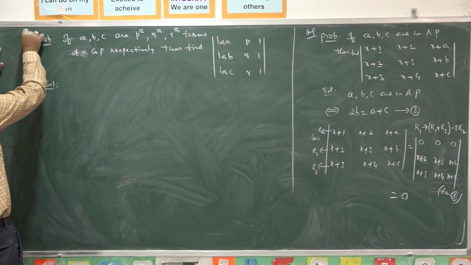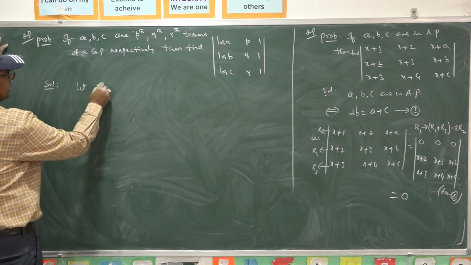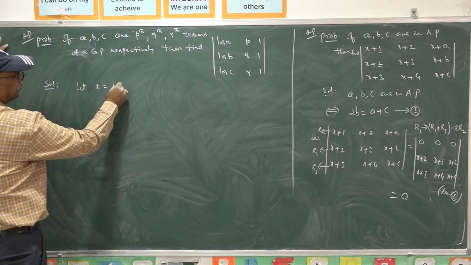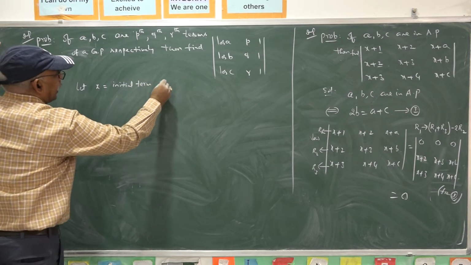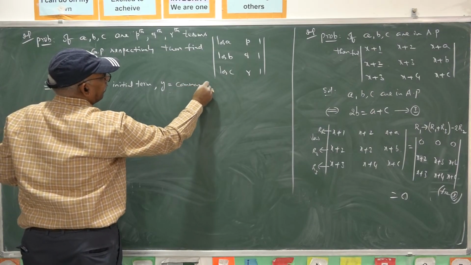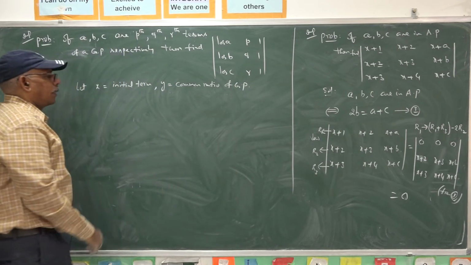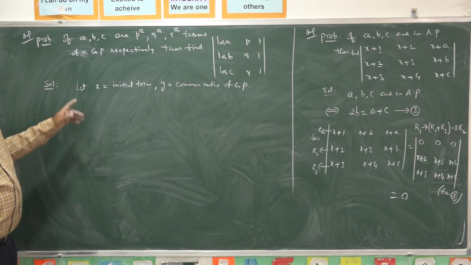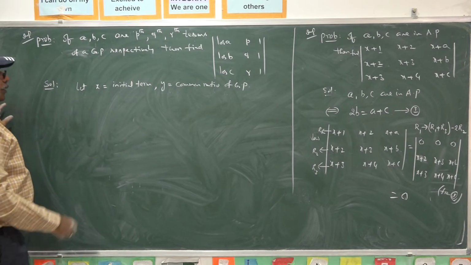This is also an important one. A, B, C are respectively the pth, qth, rth terms of a GP. Let us suppose X is the initial term and Y is the common ratio of the GP.